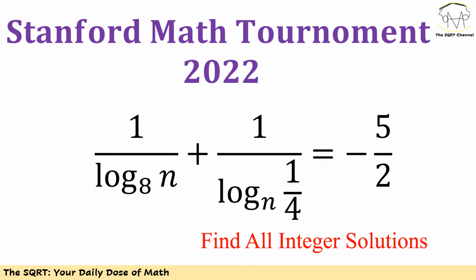In this video, we are going to talk about another problem that we got from a Stanford math tournament from 2022. In this problem, we have 1 over log of n in base 8 plus 1 over log of 1 over 4 in base n equals negative 5 over 2, and we are going to find all possible integer solutions for this equation. Let's see how we are going to solve it.